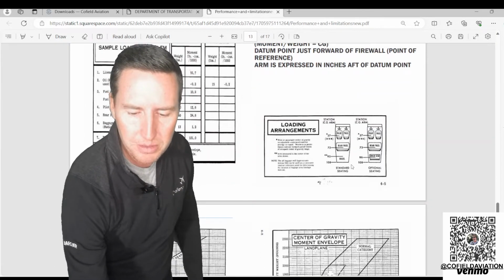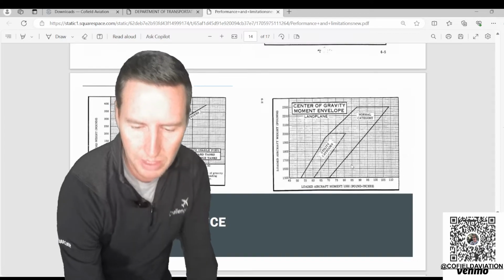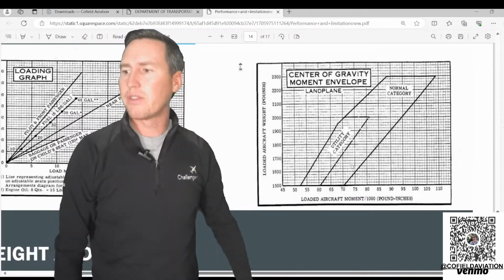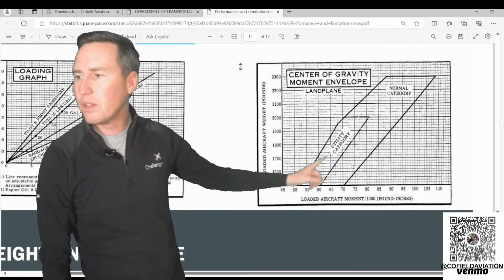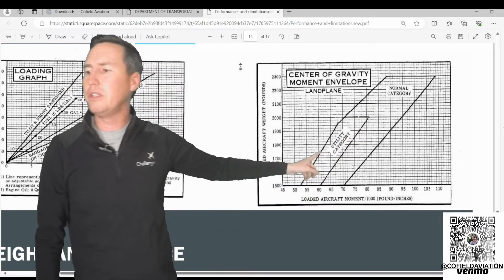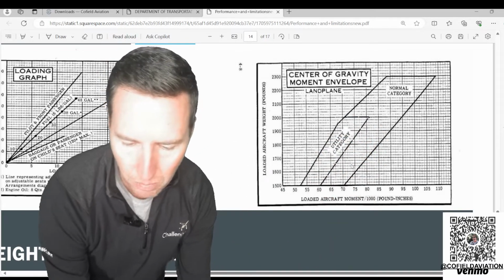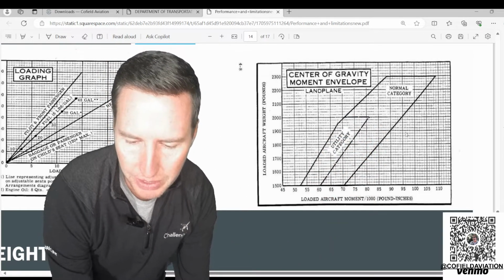Now, a few terms that we want to look at here. So this is our center of gravity envelope. If you look right here, we have normal category and utility category. So let's explain a little bit about what is normal category and what is utility category.